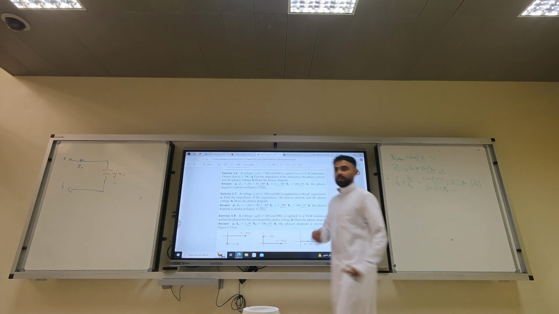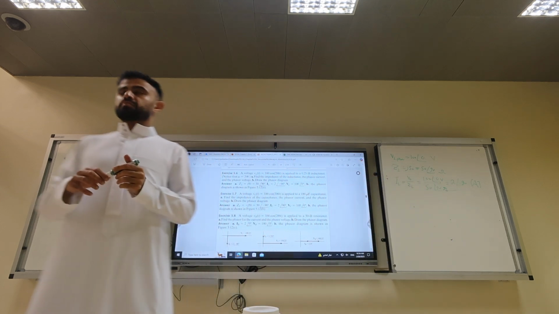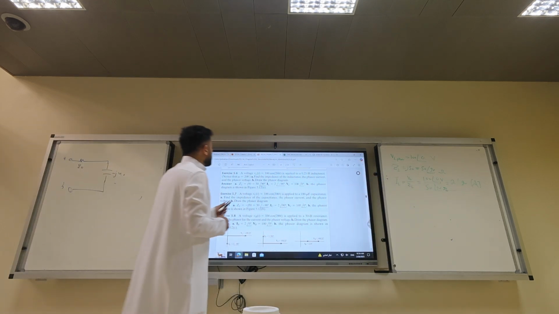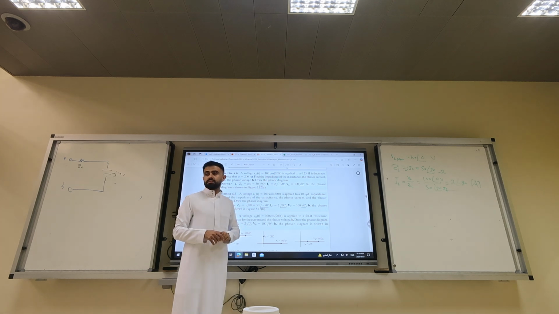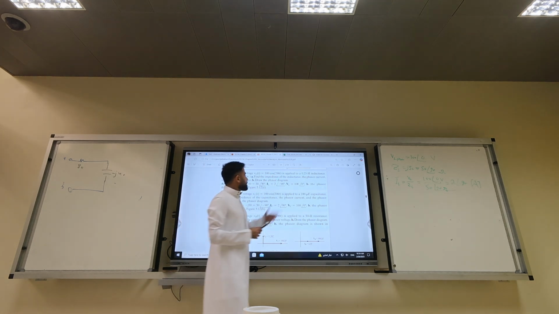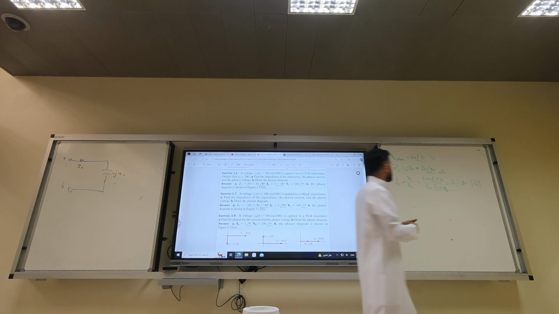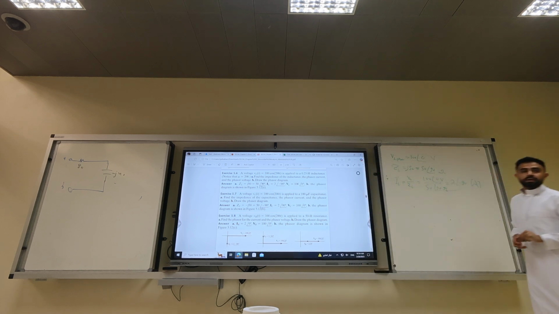Why did I say the voltage is 100 angle 0? Because there is no phase shift inside the cosine. So it's 100 angle 0. And if there is an angle, if there is 30 degrees plus 30, you have to put 30 here. Get it?